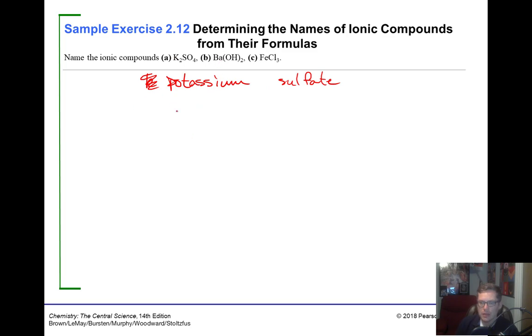All right, the next one would be barium. So we have to ask ourselves, is barium a transition metal? It is not, so we don't need Roman numerals. So it would become barium hydroxide.